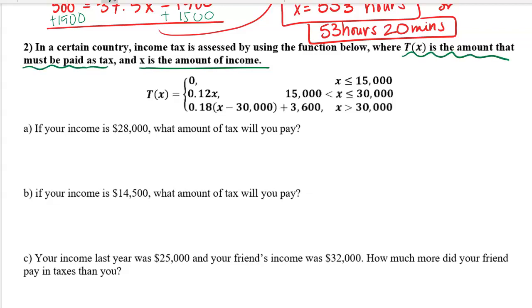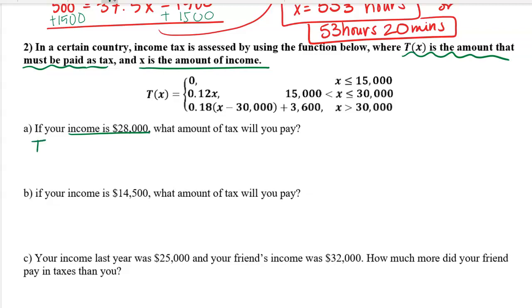You're right. Okay. Part A, Grace is not here, so we'll go to Tana. Tana, help us read Part A, please. Your income is $28,000. What amount of tax will you pay? Ooh, if your income is $28,000, piece number 1, piece number 2, or piece number 3? 2. You're right, because that's in between 15 and 30. So now we're going to plug in piece number 2 and calculate our amount that we have to pay.